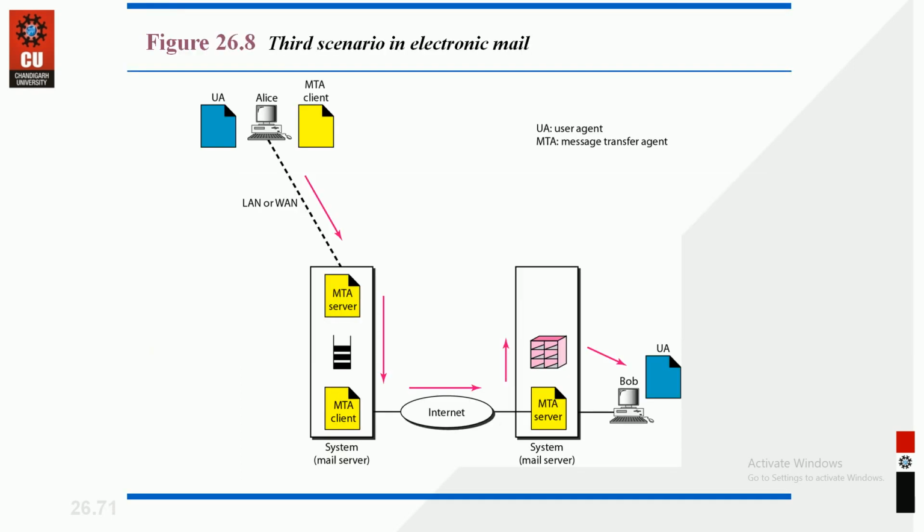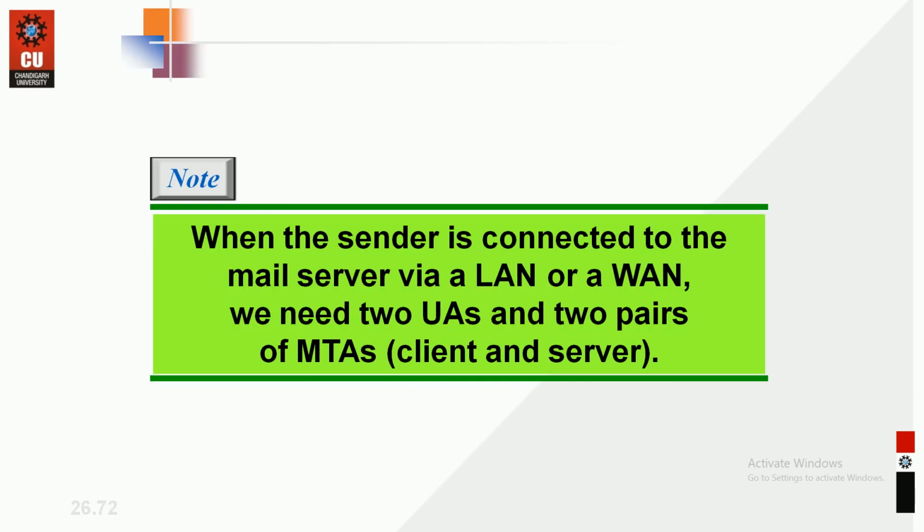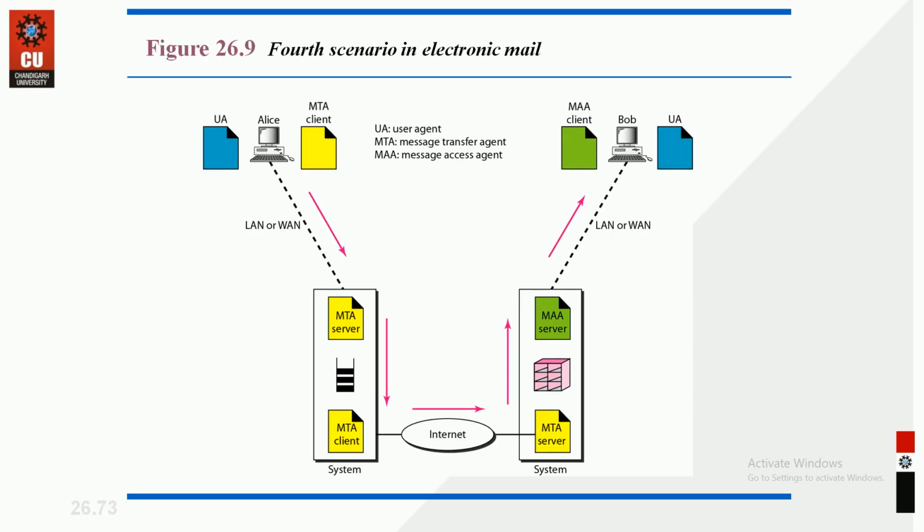Then we have the third scenario. What will happen in that case? The mail server is somewhere else, and you are connected to the mail server through a LAN, local area network. Then the mail server is connected to the internet, connected to the other mail server, connected to the other user to whom you want to send the data. Are we able to understand this? When the sender is connected to the mail server via LAN or WAN, we need two user agents and two pairs of MTAs, client and server, right?